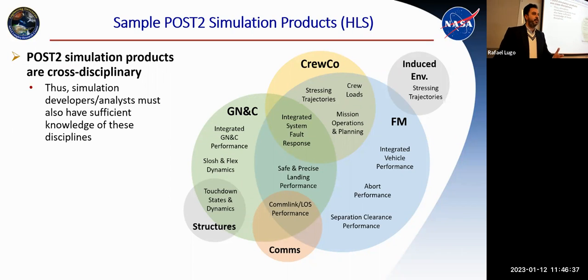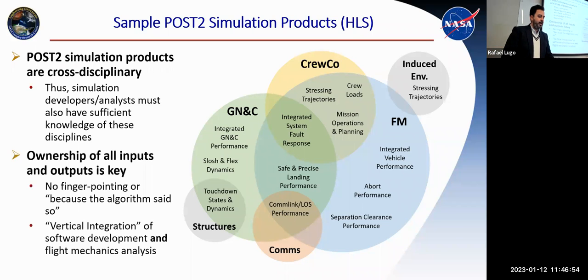So the products that we can deliver to these different multidisciplinary teams are useful to them, but to be useful, in my view, the sim developers and analysts, which in our case are kind of the same folks, have to have some level of knowledge in those disciplines. And so to me, ownership of inputs and outputs is key to this multidisciplinary, cohesive unit approach. So there's no finger pointing, there are no black boxes. Nobody says because the algorithm said so. We have ownership of the work that we're doing.